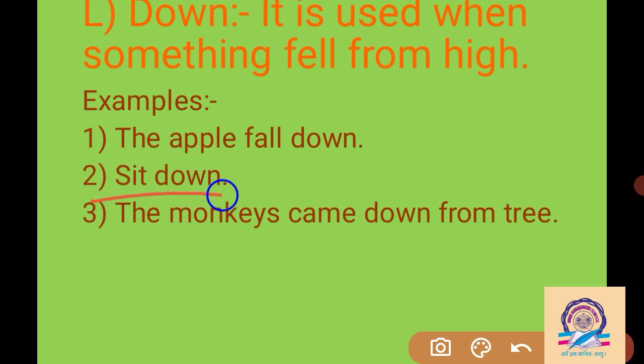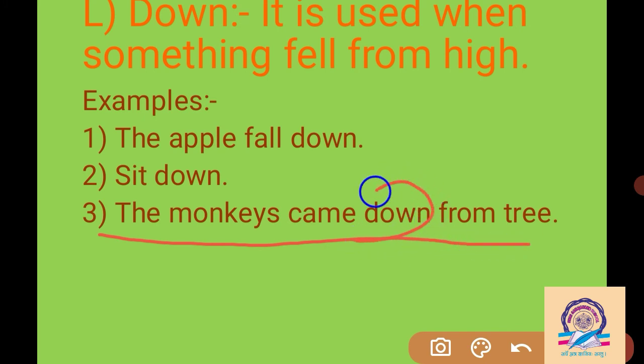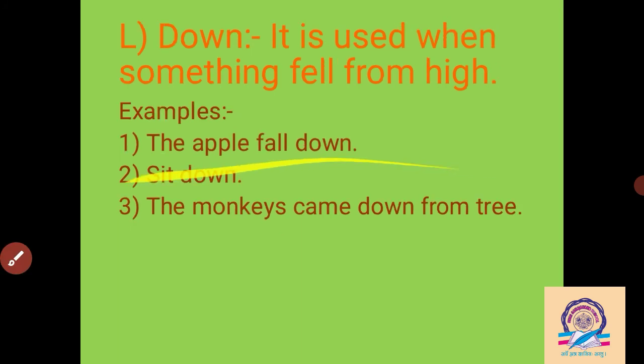Like, sit down. When we stand up, then we have to sit. So we have to change our motion from the upper side to the down side. We have to sit on a chair or on benches. Like, the monkey came down from the tree. The monkey came from the tree to the downside. So we have to use down when something comes down.